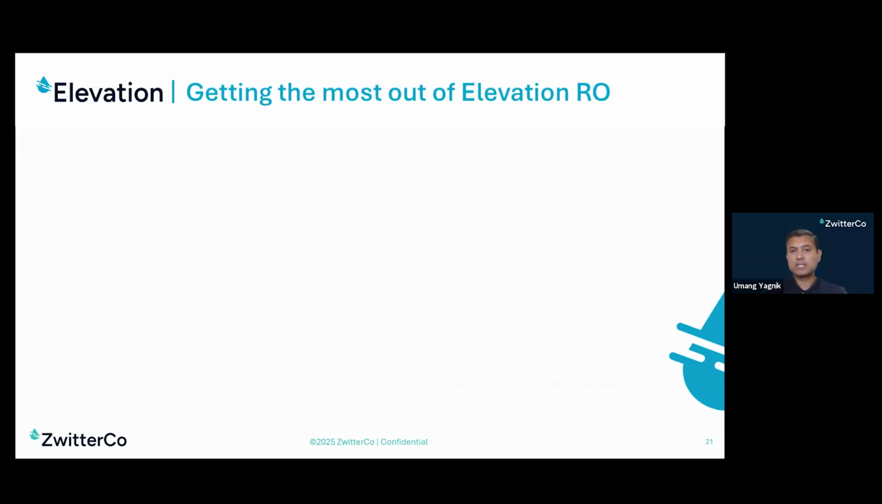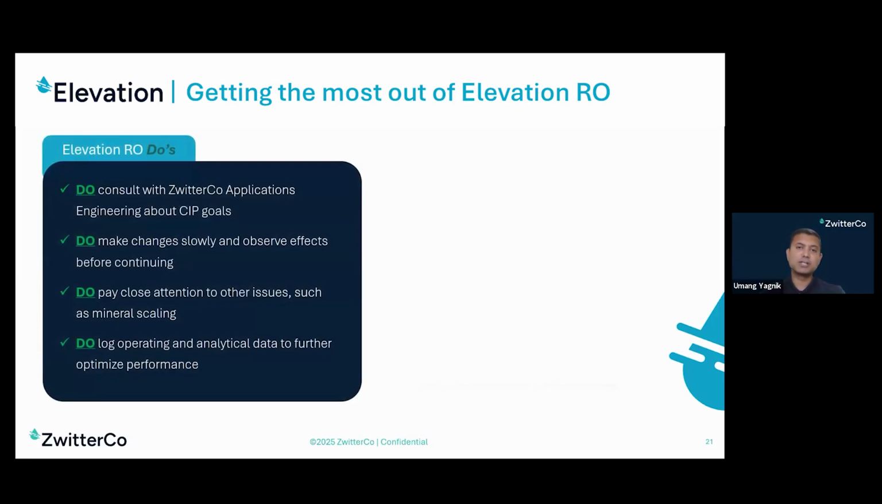Getting the most out of RO section is always incomplete without going through the do's and don'ts. We strongly recommend consulting with our applications engineering team about the CIP goals, and the suggested changes should be introduced gradually while observing the effects. While our focus is on organic fouling with elevation RO and optimizing the operation around, for example, alkaline CIP, it is also important to pay close attention to other issues like scaling. A must for any site, goes without saying. Do log the operating and analytical data for us to review and optimize the performance.